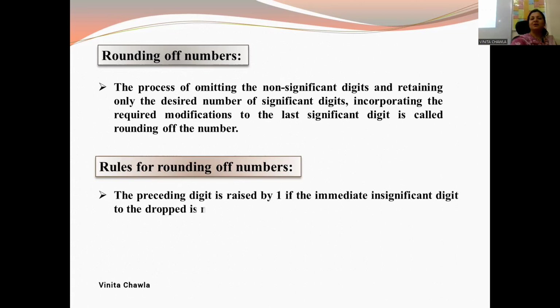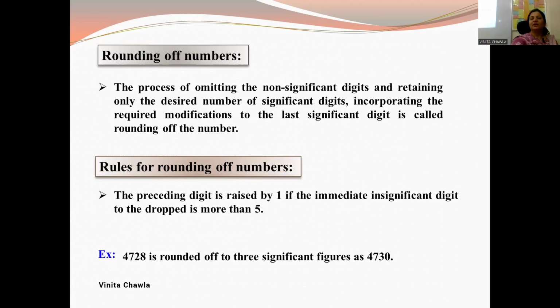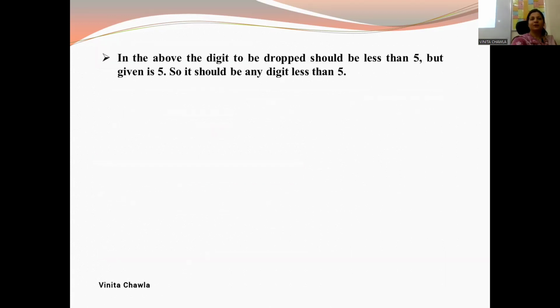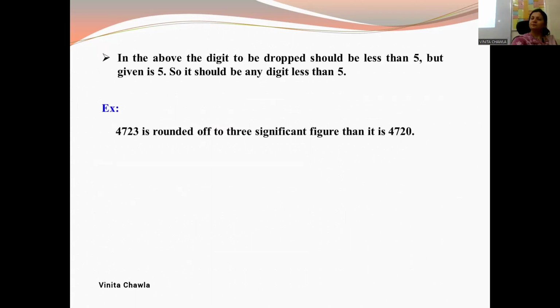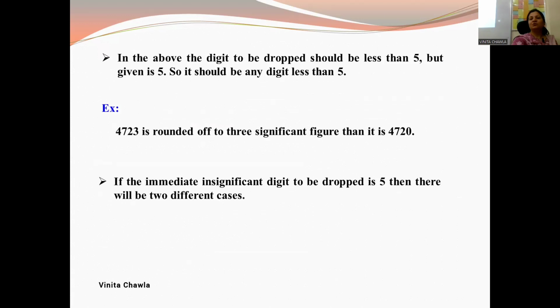The preceding digit is raised by 1 if the immediate insignificant digit to be dropped is more than 5. For example, if we have 4728, then it becomes 4730. But if we have 4723, it becomes 4720. If the immediate insignificant digit to be dropped is 5, then there will be two different cases.